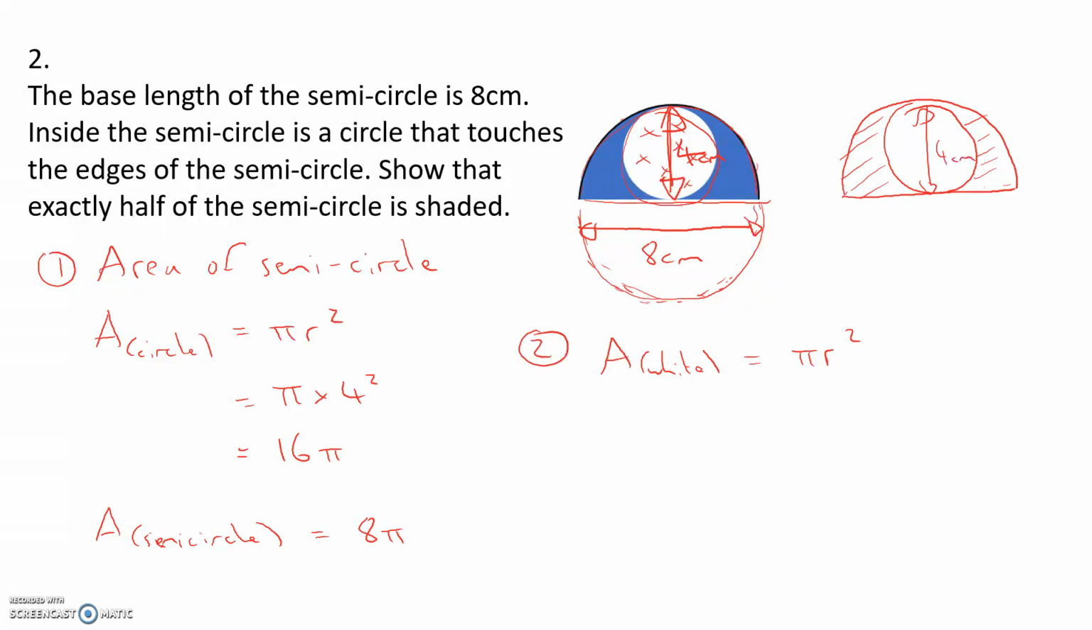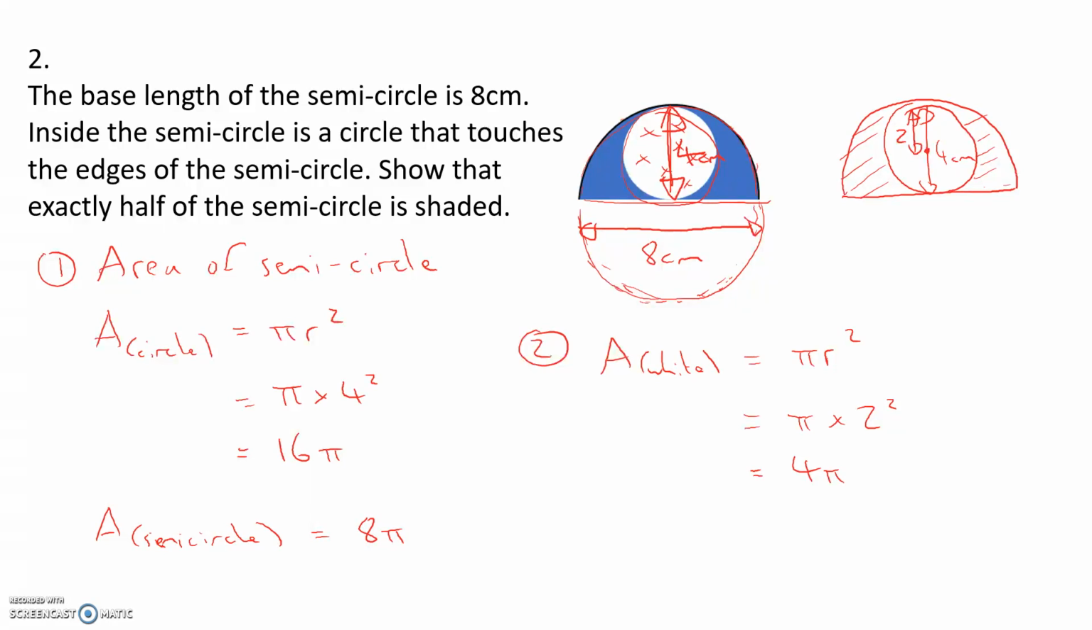Okay, so we need to do the same thing as we did before. We want the radius, we know the diameter, so half that 4 centimetres is going to be 2. Our radius is 2. So the area of that white circle is pi times 2 squared. And 2 squared is 4, so we get 4 pi.